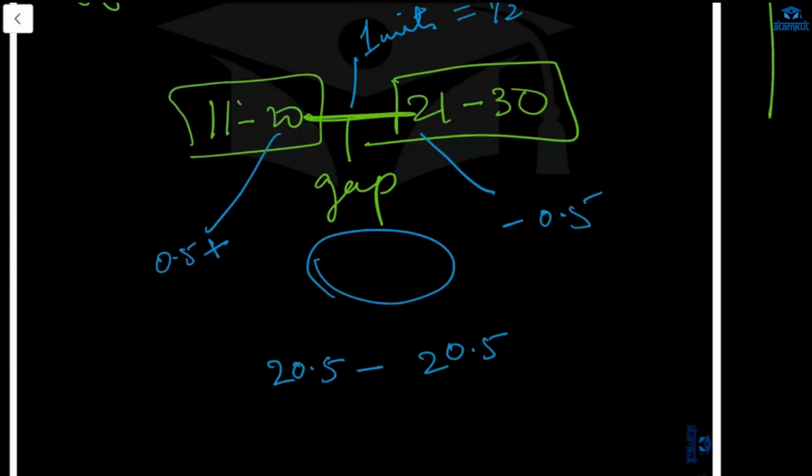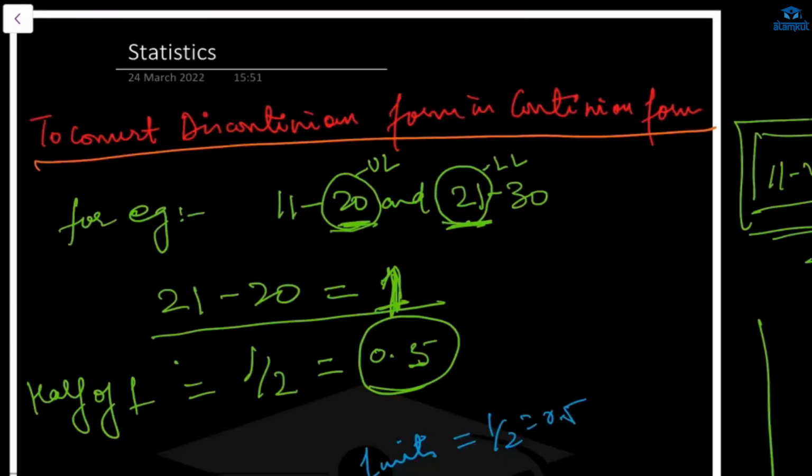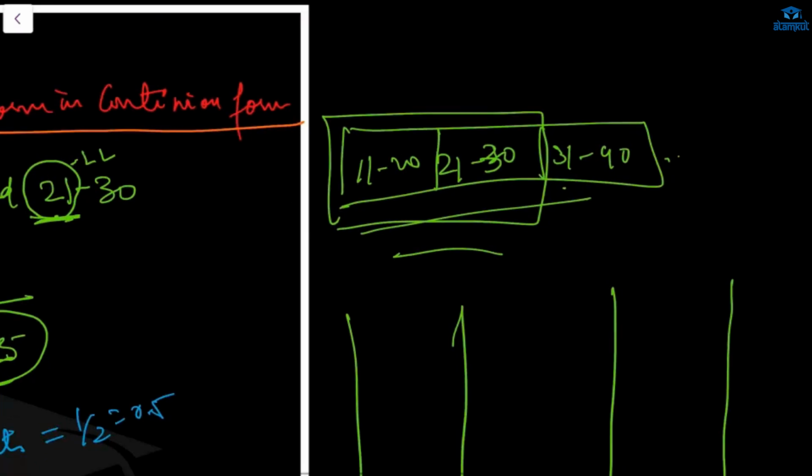For example, here you are having 3 classes: 11 to 20, 21 to 30, 31 to 40. So you will have 2 more classes. One will be before 11 to 20 and one will be after 31 to 40. Now see here.